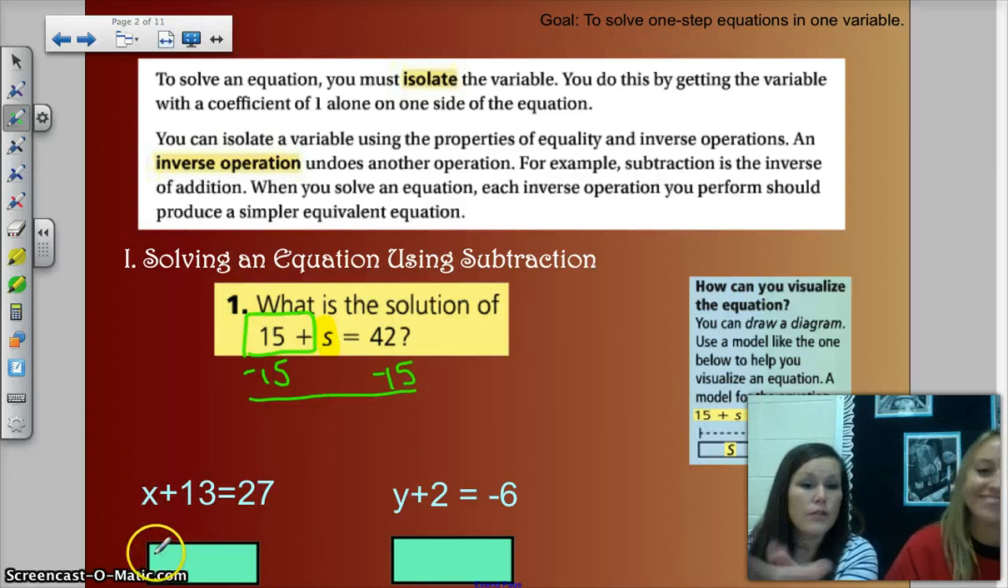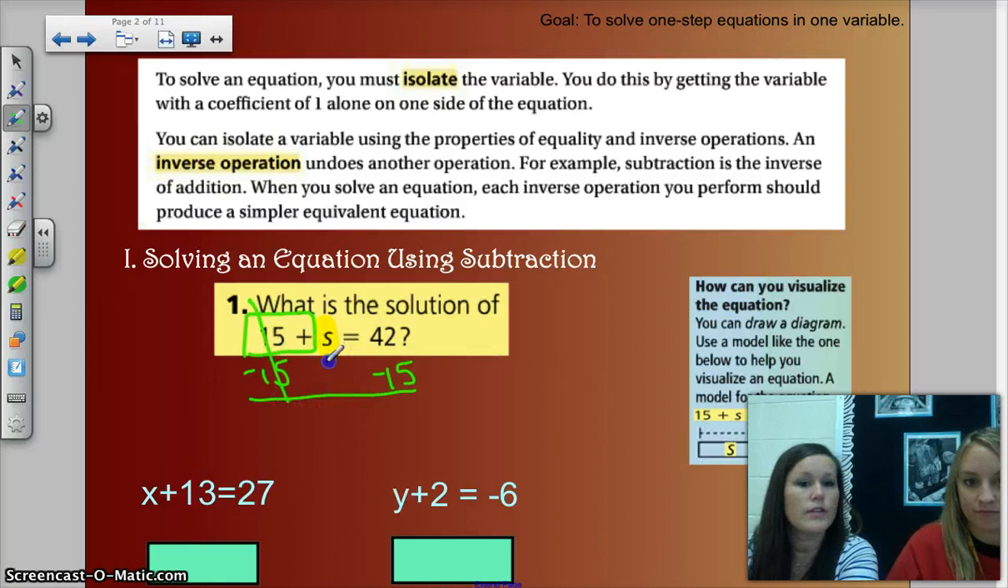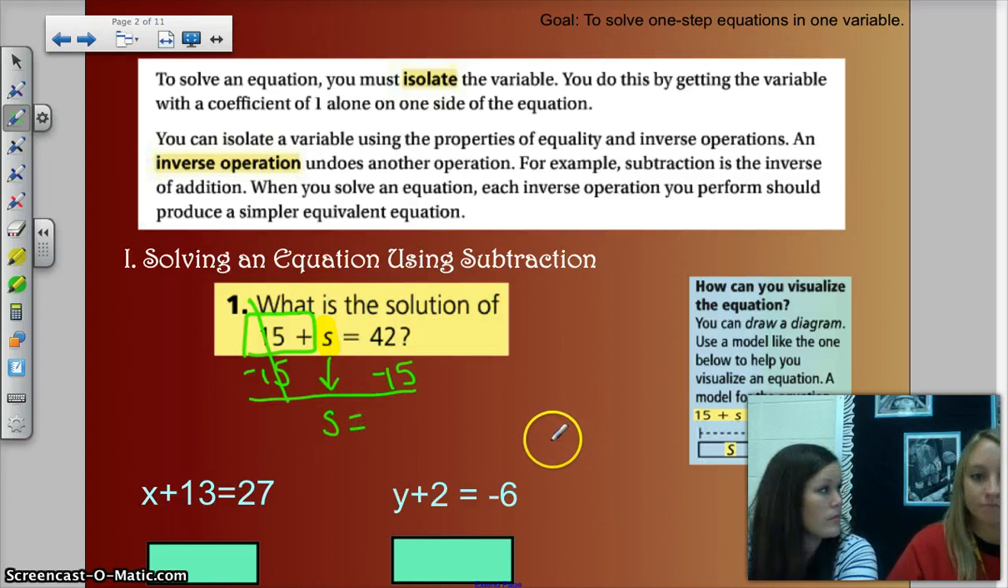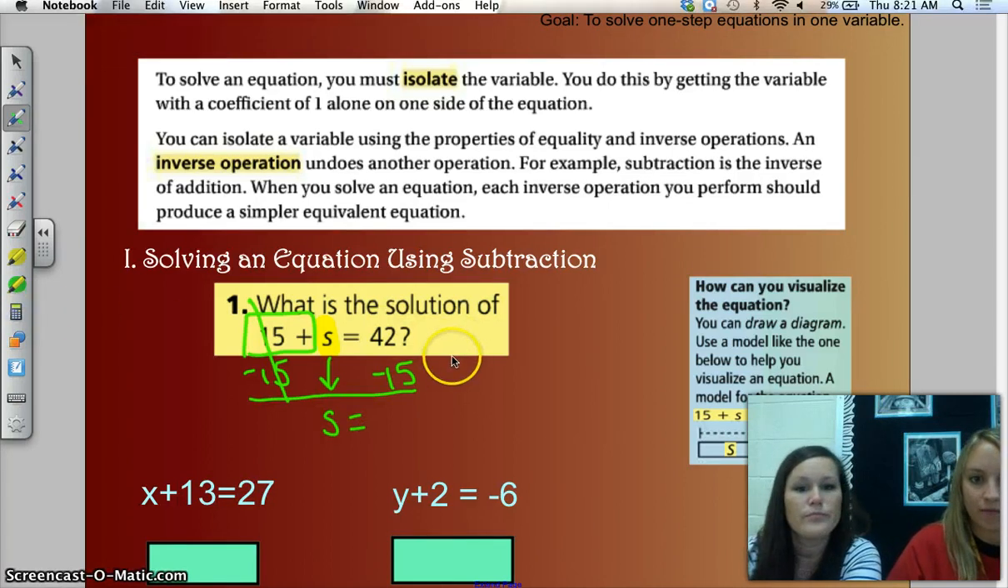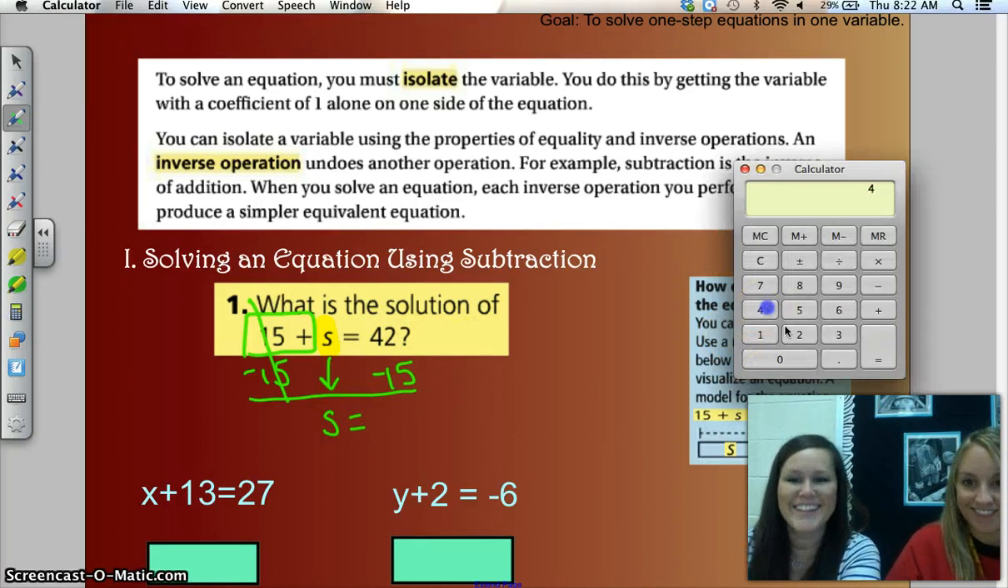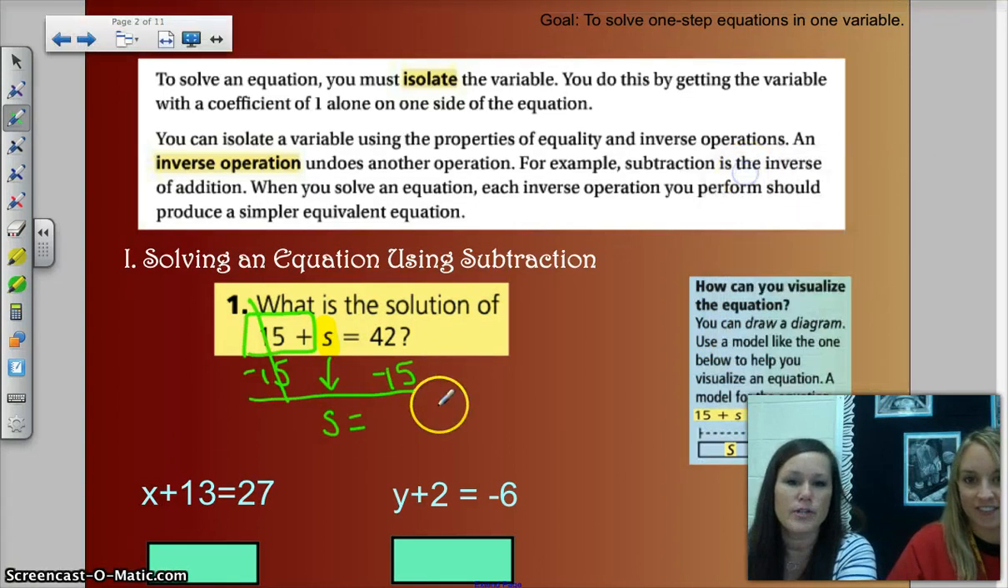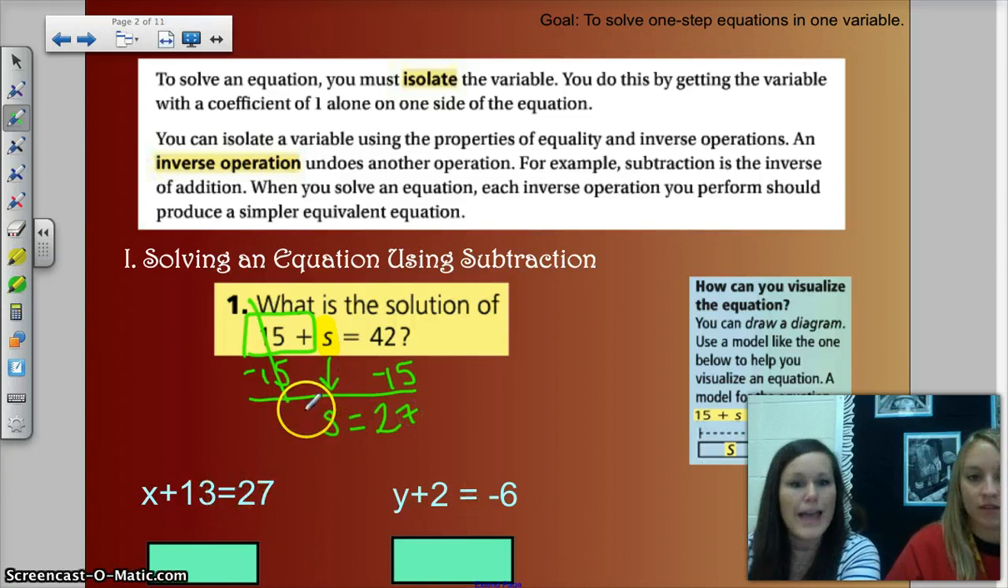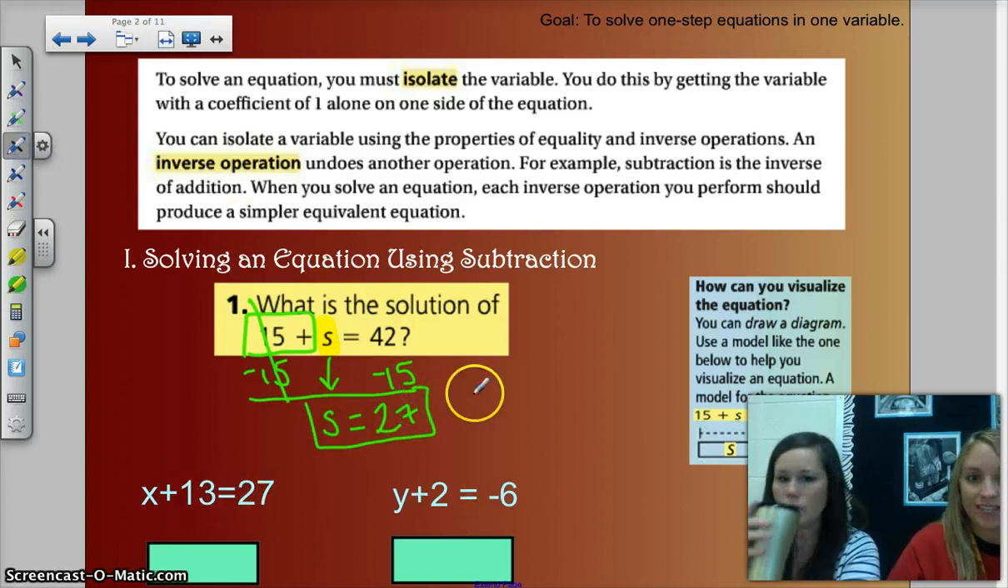So 15 minus 15 equals zero, so we can cross that out. What's left on the left side of the equation is s equals, and then we're going to solve 42 minus 15. I probably should have grabbed a calculator. We got one right here. 42 minus 15 is 27. Probably should have been able to do that in my head. So 27 is your solution. s equals 27.